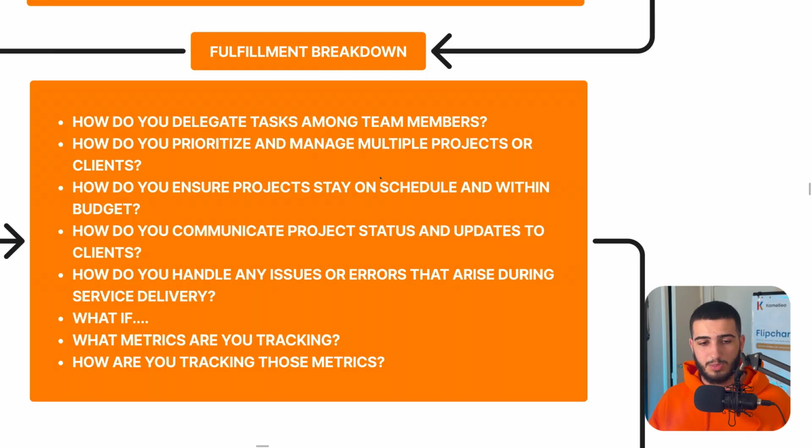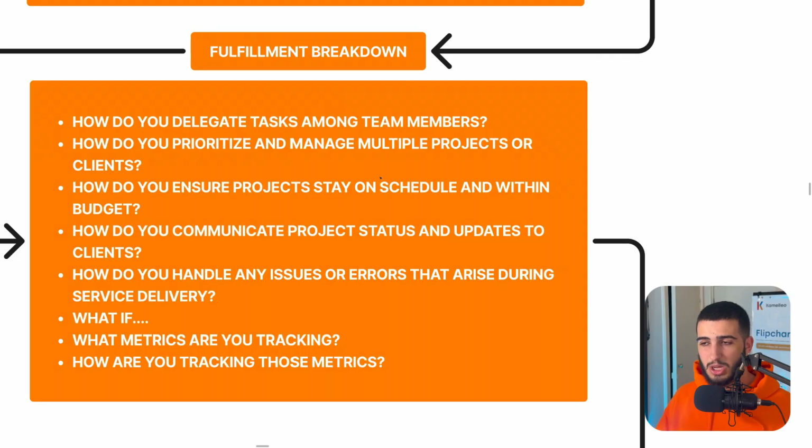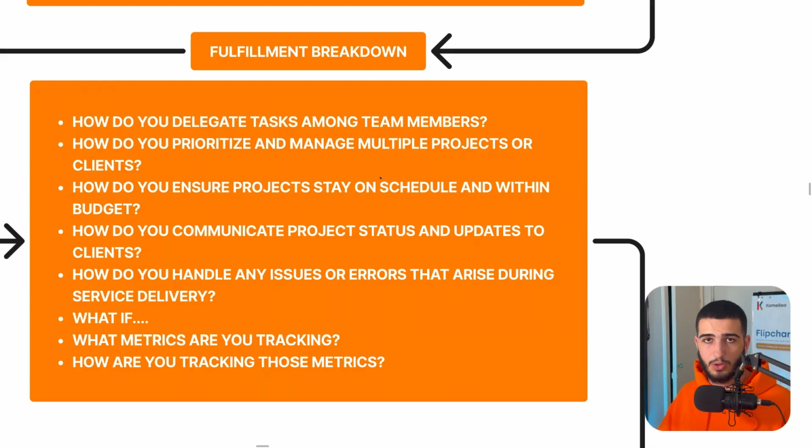So, for example, if some people are not getting as good results on the marketing side of things, or let's say you're not booking enough appointments for different people, you should have a system to actually prioritize different clients and manage multiple clients across different customer success managers and everything like that. The third question I'll ask you is how you ensure different projects stay on schedule and within budget. I'm going to go to it in a second, but obviously ask yourself, what if? For example, what happens if they don't go on schedule? What happens if they go over budget? Things like that. Also, I want to ask you how you actually communicate project status and updates to clients.